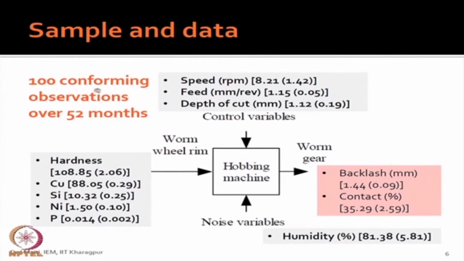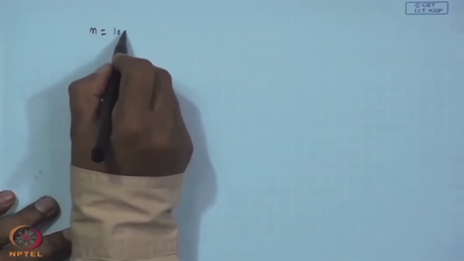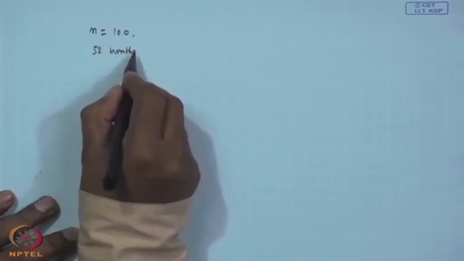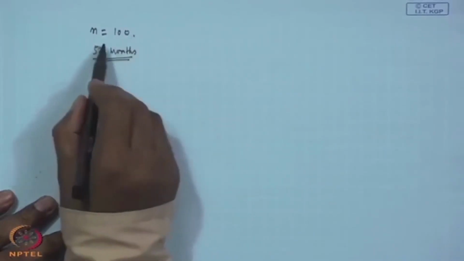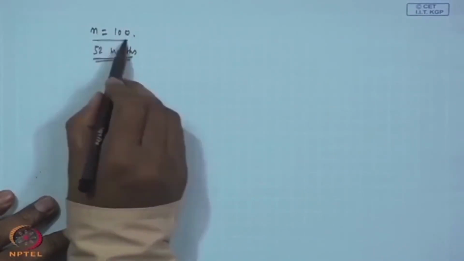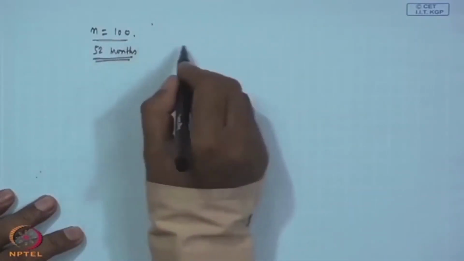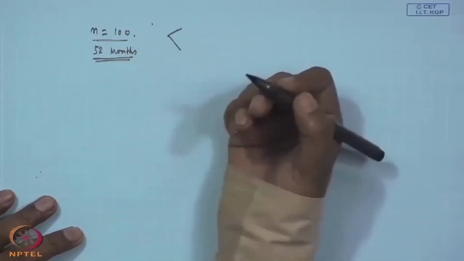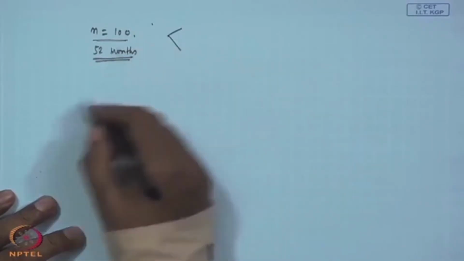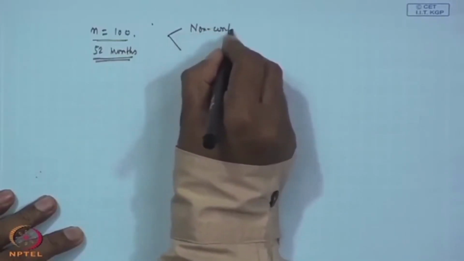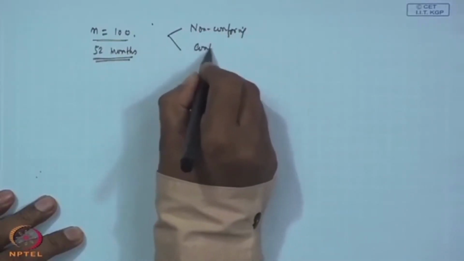So, 100 conforming observations over 52 months were collected from this plant. That means, what is our n sample size? N equal to 100. What is the period of collection? 52 months. During 52 months the production unit produces a certain number of worm gears, out of which some are rejected or go to rework, and some are accepted. Those rejected are known as non-conforming, and those accepted are known as conforming.